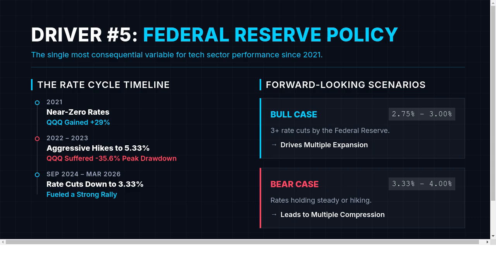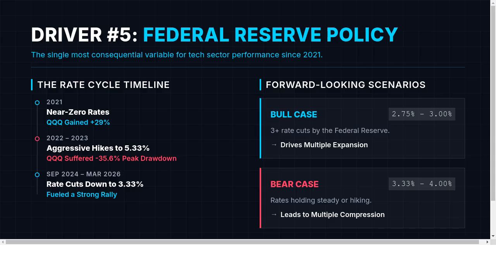Conversely, the period from September 2024 to March 2026, marked by rate cuts down to 3.33%, fueled a strong rally. Our forward-looking scenarios underscore this impact. A bull case with 3 or more cuts to 2.75 to 3.00% would drive multiple expansion, while a bear case with rates holding or hiking to 3.33 to 4.00% would lead to multiple compression. Understanding the Fed's trajectory is paramount for tech investors.